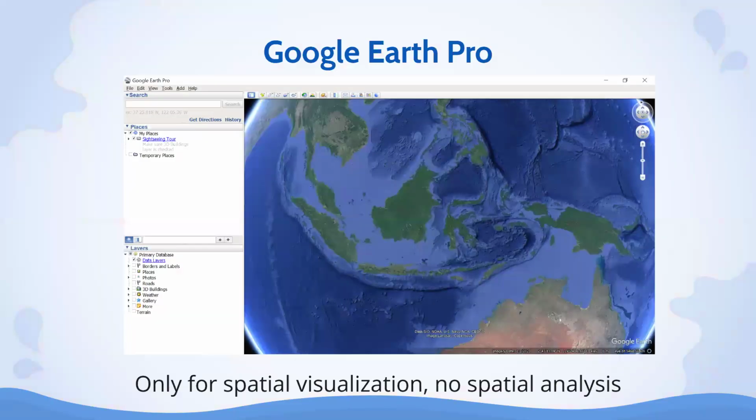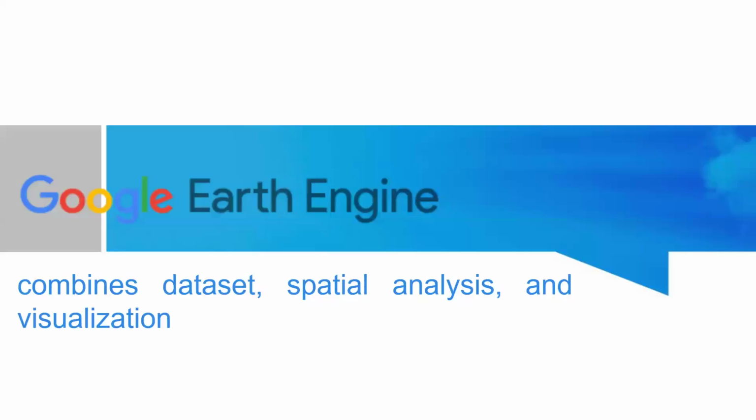Google Earth Pro can only be used for spatial visualization, but you cannot do spatial analysis on Google Earth Pro. You can just see the place, see the view, but you cannot do analysis using Google Earth Pro. Meanwhile, in Google Earth Engine, you can combine datasets, do spatial analysis, and do spatial visualization.